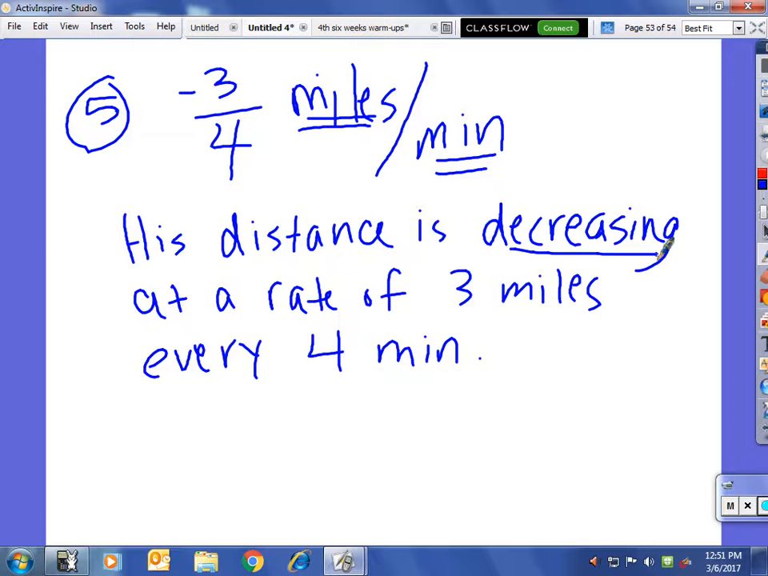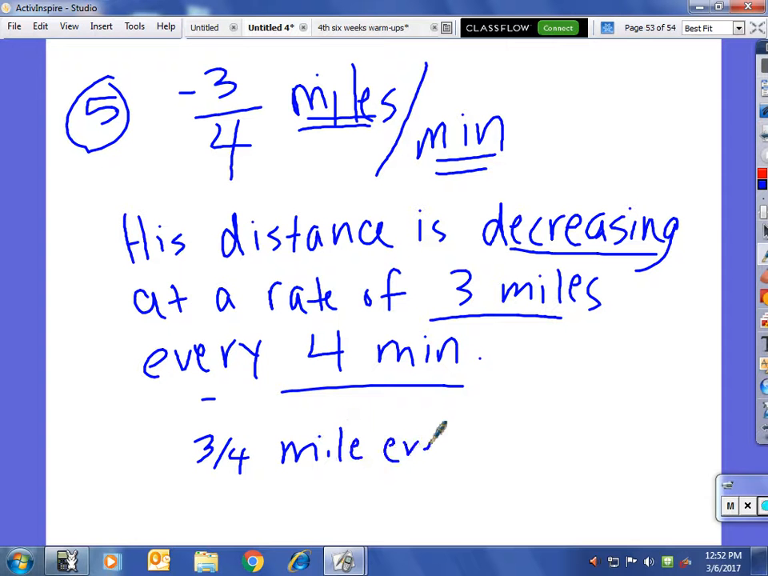There's another way to say that. His distance is decreasing at a rate of 3, I'm going to replace this with something else, 3/4 of a mile every what? Minute. You could also say it that way. Either way is correct. 3/4 of a mile every minute that goes by, or 3 miles every 4 minutes. It's not 3 miles every minute. It's 3 miles every 4 minutes, or 3/4 of a mile every 1 minute. See what I'm saying?